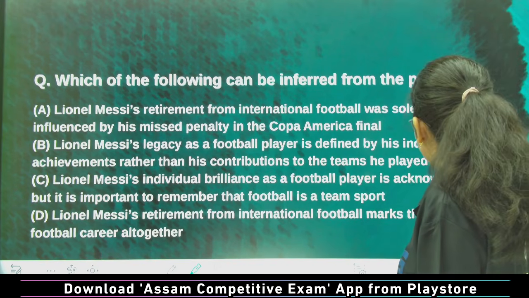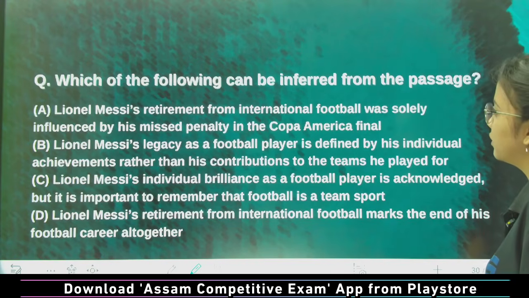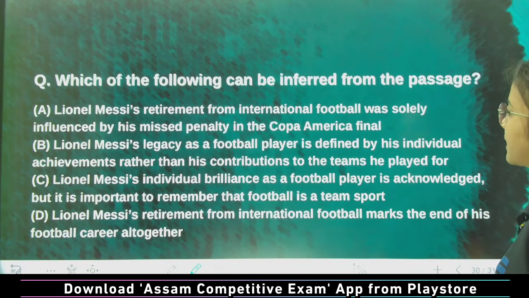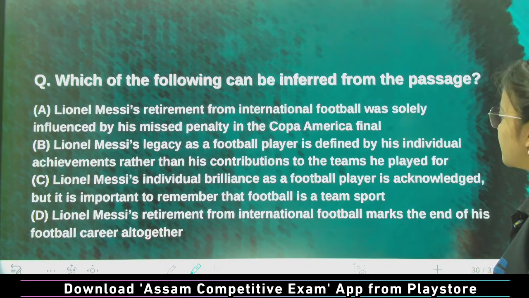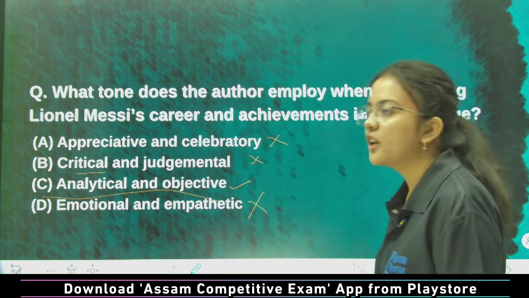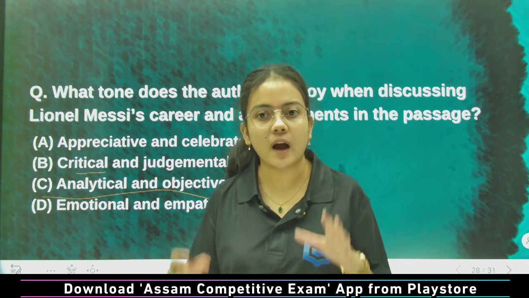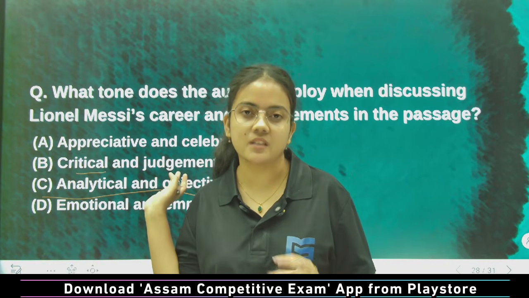From here on, there are many more questions like these, like which of the following can be inferred from the passage. Then there is which of the following statements is supported by the passage. For all these questions, you have to read the passage thoroughly. You have to understand the passage properly, and only then can you figure out the answers.